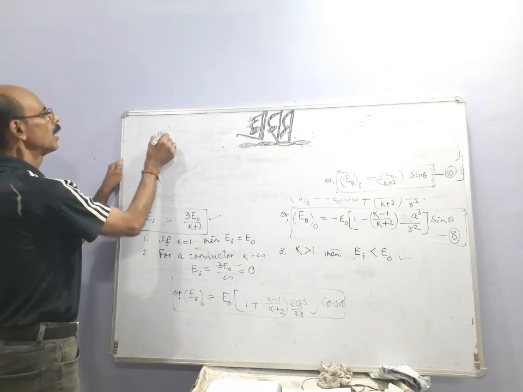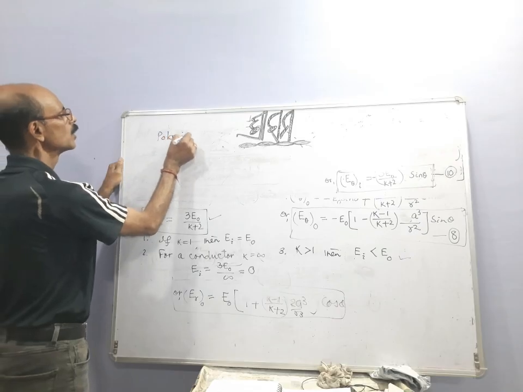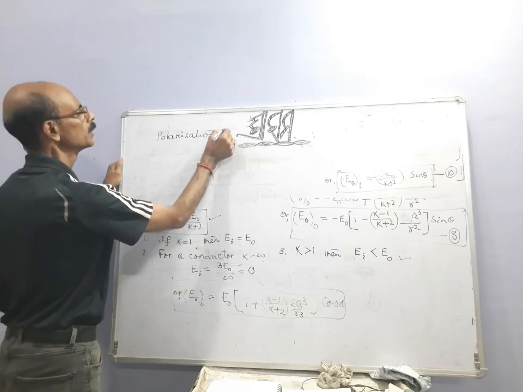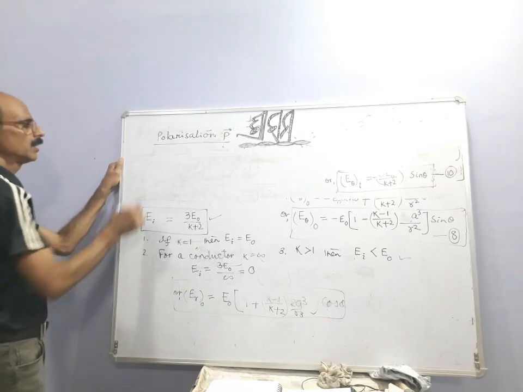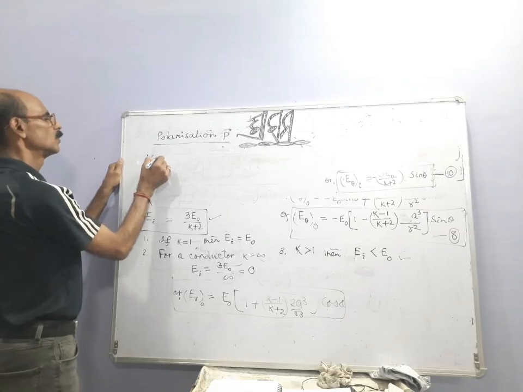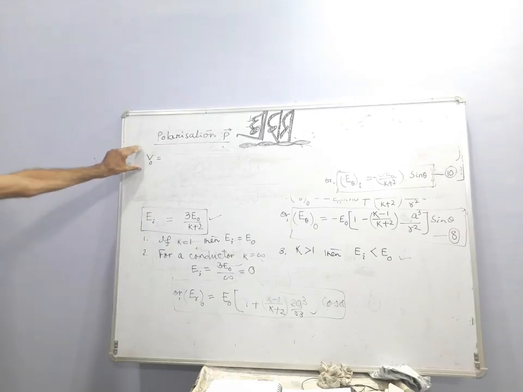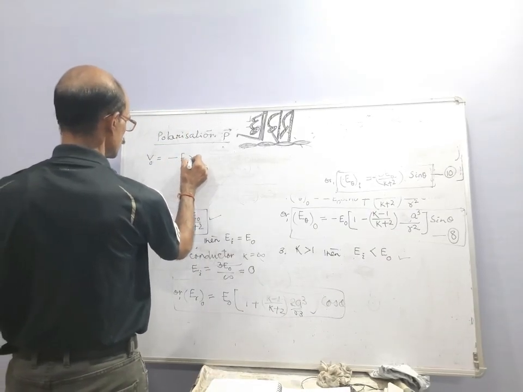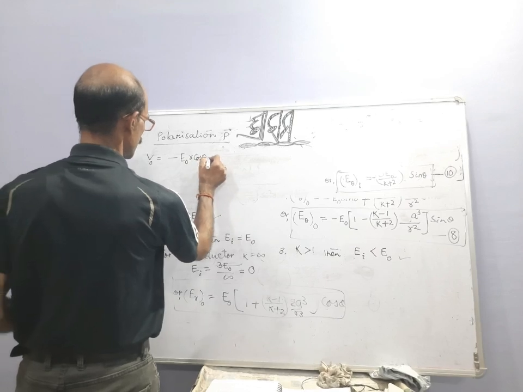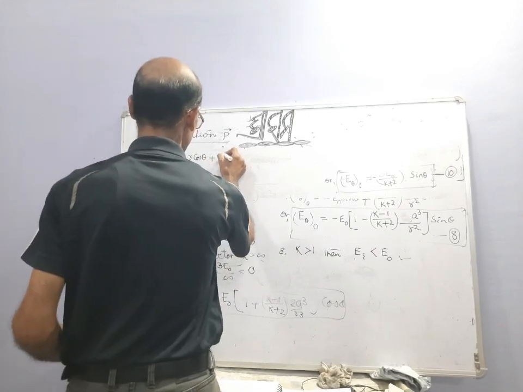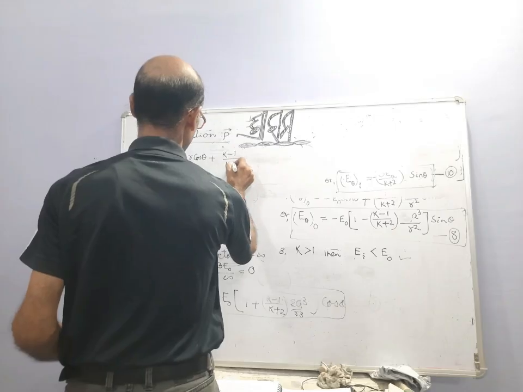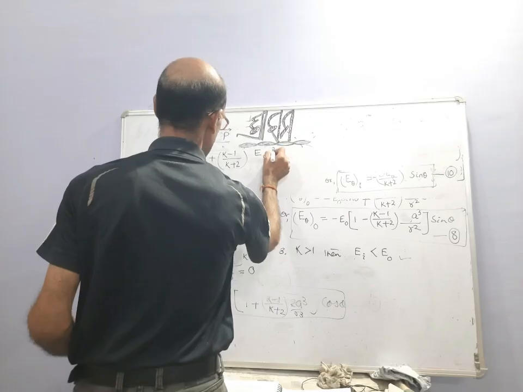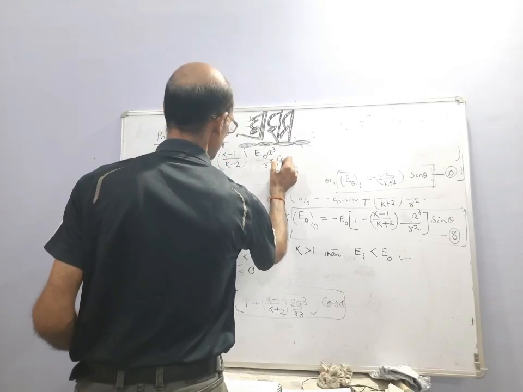Then I will derive an expression for polarization P. So again I have to go to the expression for potential outside. Potential outside is minus E0 r cos theta plus K minus 1 by K plus 2 E0 a cube by r square cos theta.